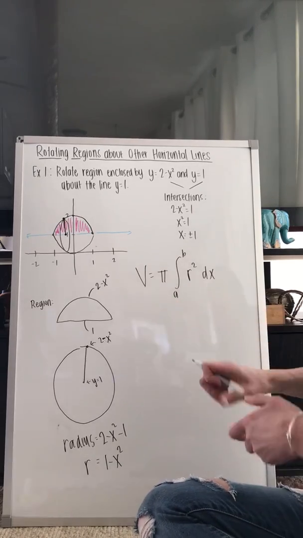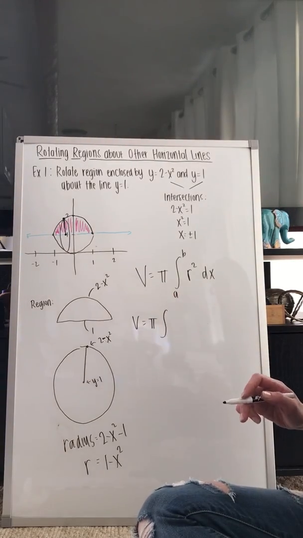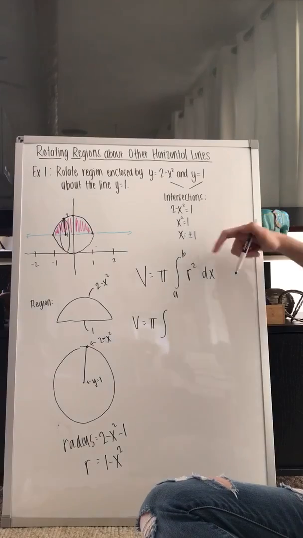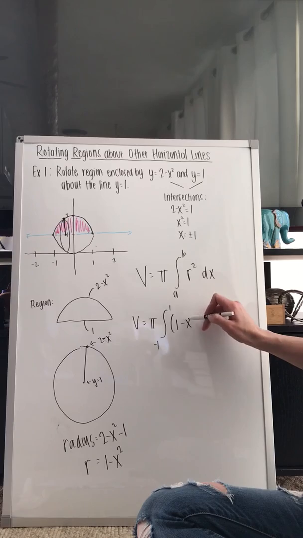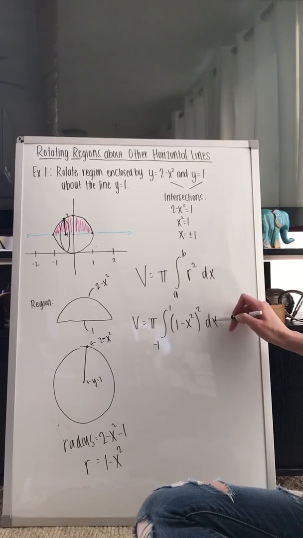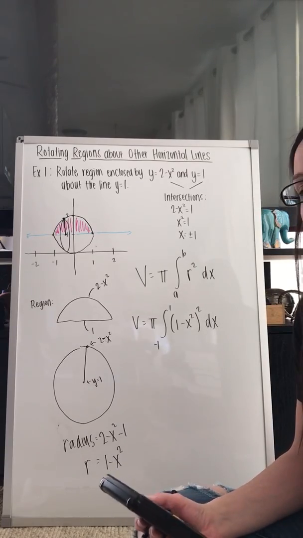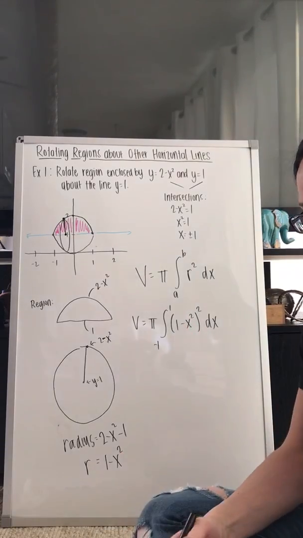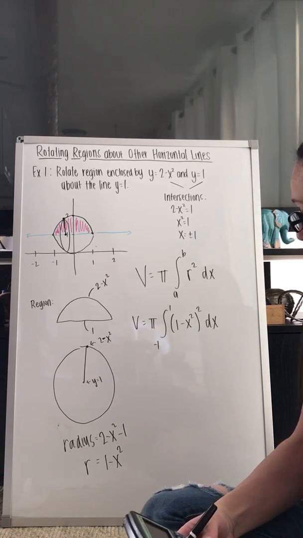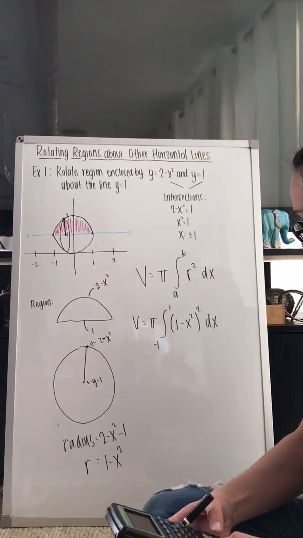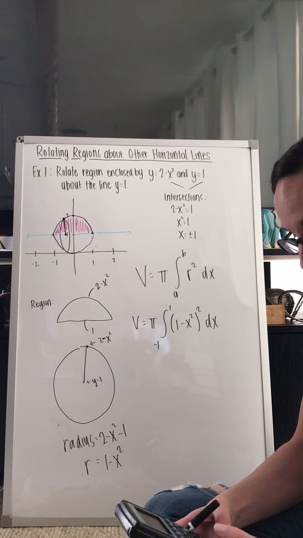So when I plug in over here, my volume is going to be pi times the integral from my intersections, which we already found up here, -1 to +1, of the radius 1 minus x squared, squared, times delta x. And again, you can just use whatever online virtual calculator you have, or if you have the 83 or 84 at home. I just went through and plugged this in: pi times that quantity squared, integrated from -1 to +1.